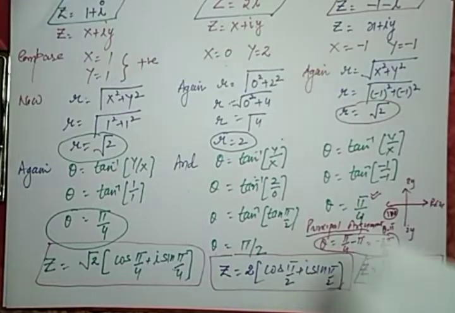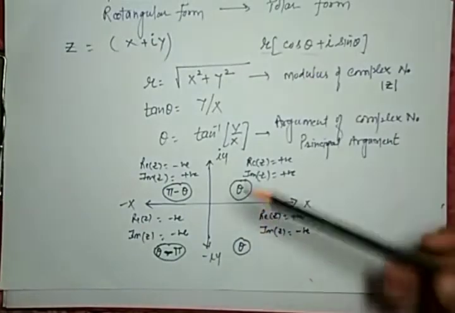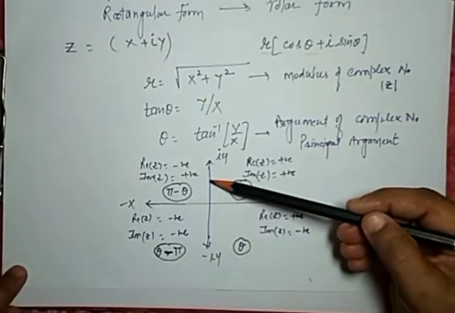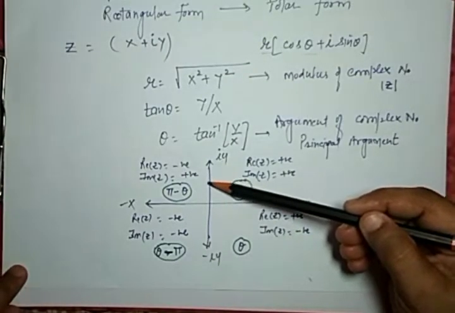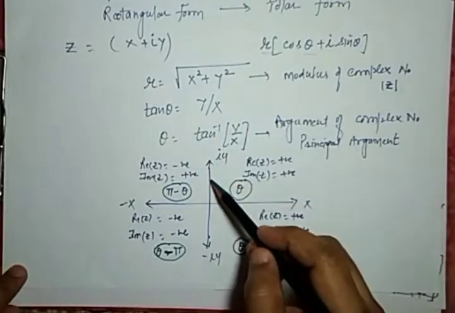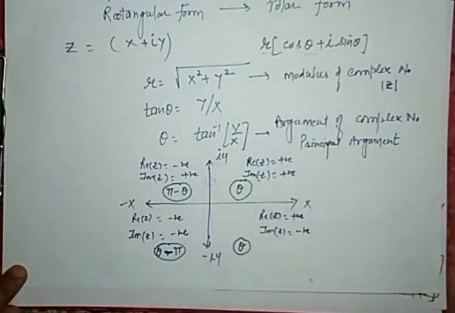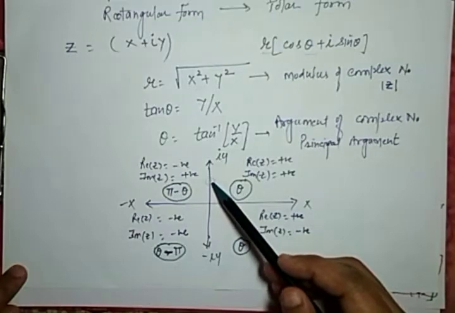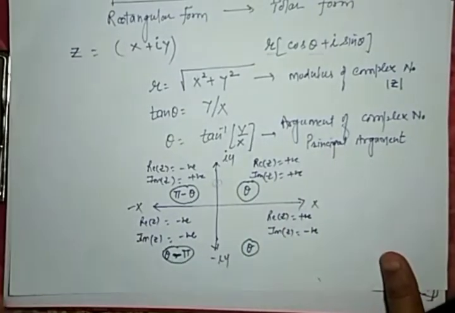So we are plotting. I am showing you the first sheet again. Now our number is lying on the positive imaginary axis only. It is here only. This is the value 2 iota. It lies on the positive y axis only.